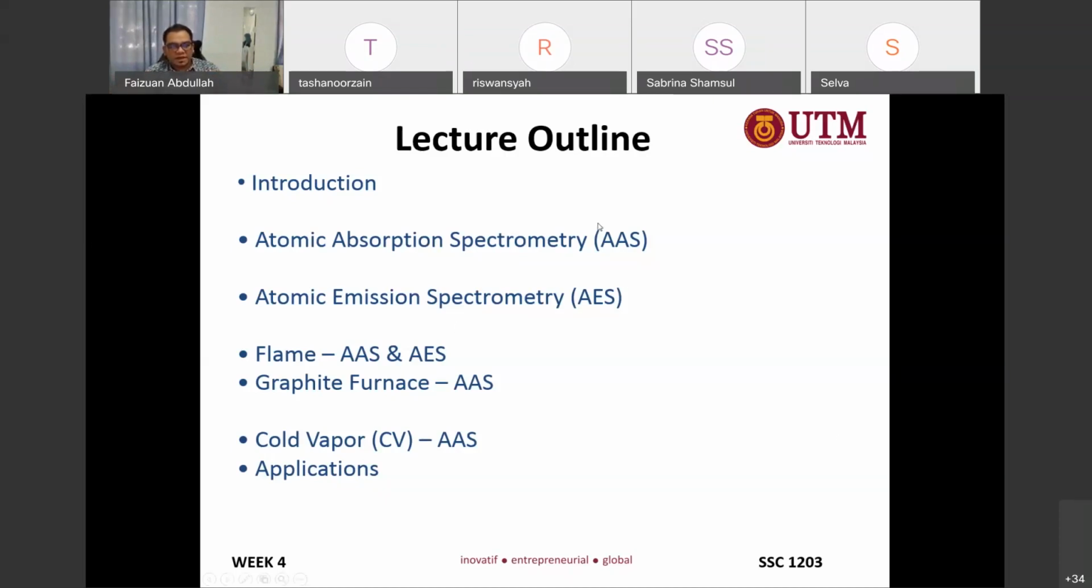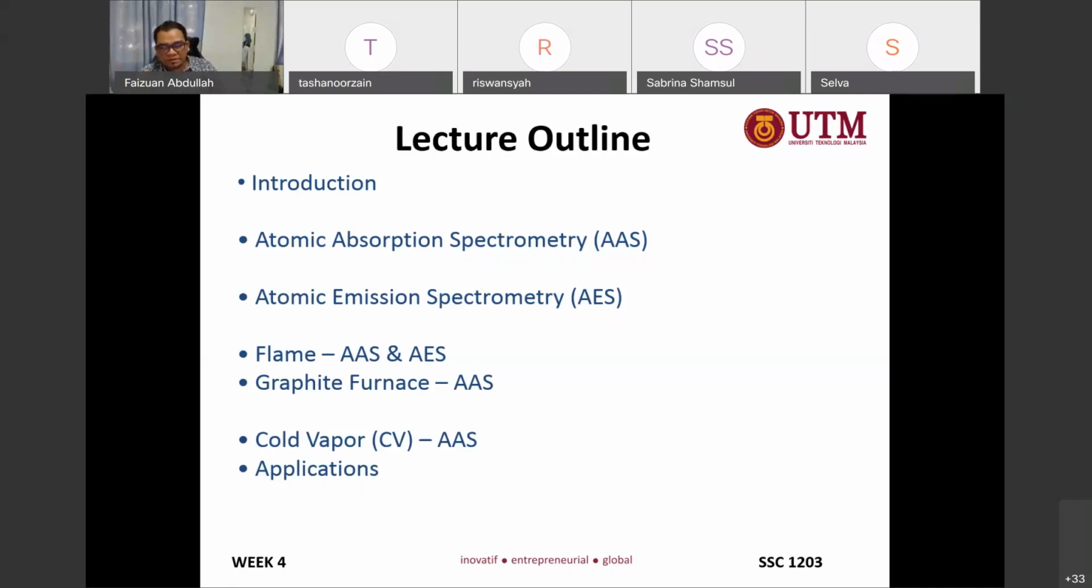This AAS and AES use a similar concept, which is spectroscopy. The difference is in AAS, the concept is the atom of the element will absorb the energy at a certain wavelength. And for AES, atomic emission, the atom will emit the energy after being excited. So the detector will measure the emission of the energy. For AAS, the detector will measure how much of the energy from the source of energy is being absorbed.